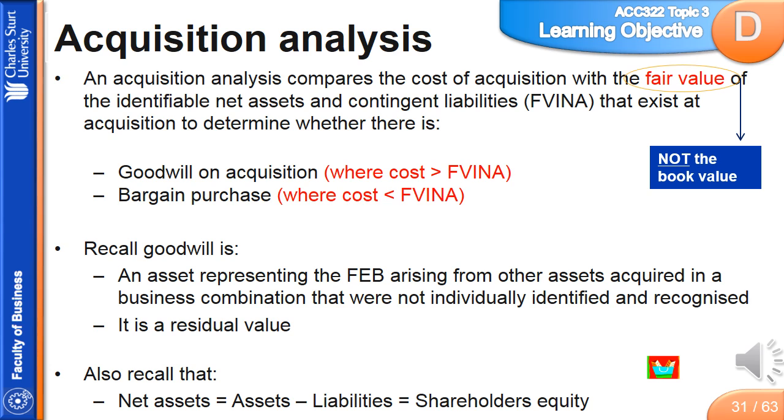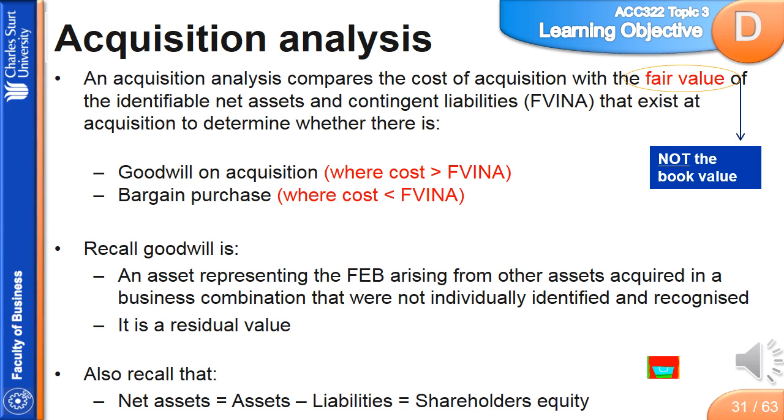So it mentions in this second point that goodwill is an asset which represents the FEB, which is a future economic benefit arising from other assets acquired in a business combination that were not individually identified and recognized. And it's a residual value. So after identifying any contingent liabilities that weren't already there, or any intangible assets that couldn't be recognized because they were internally generated, once they're all identified, the residual goodwill remains.